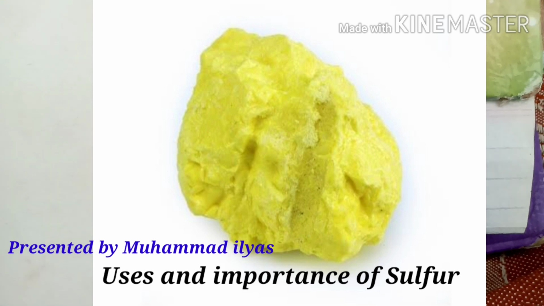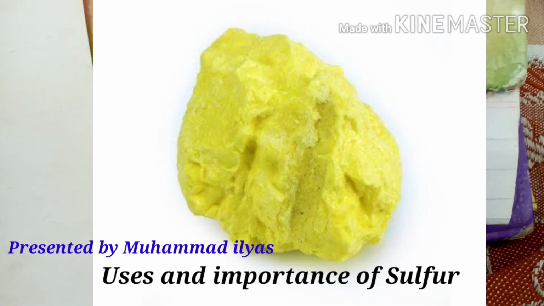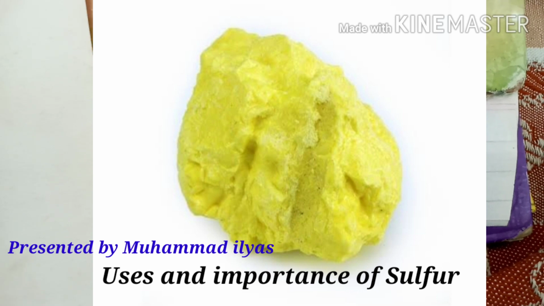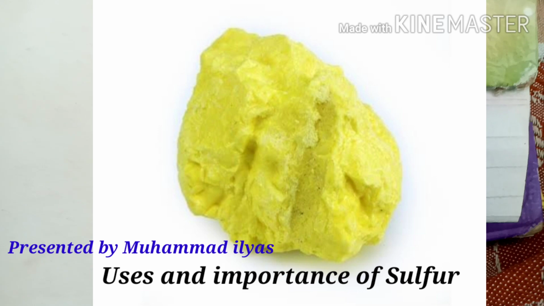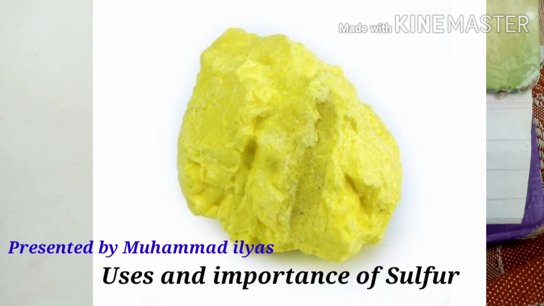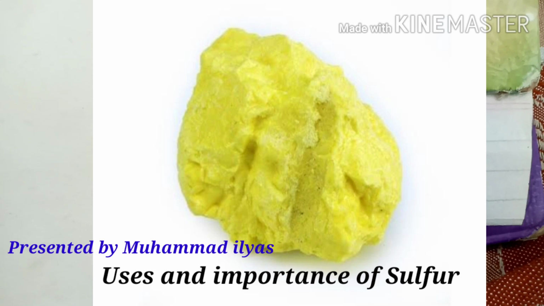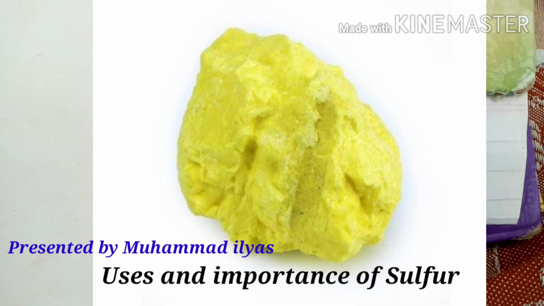So these are the uses of sulfur, and now I am describing the presence of sulfur all around the world. So 76% of sulfur ore is concentrated in Iraq, or we can say 76% of sulfur deposits or ores are concentrated in Iraq, which is 335 million tons.